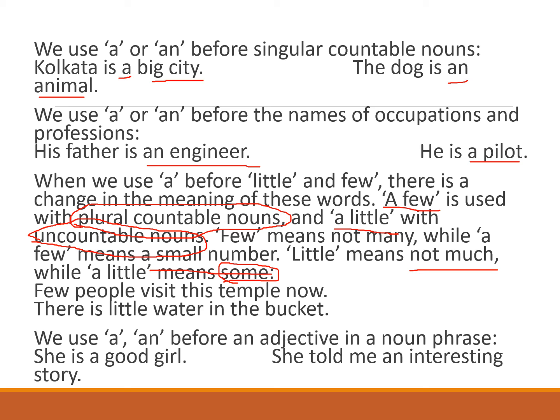Few people visit the temple now. There is little water in the bucket. We use "a" and "an" before an adjective in a noun phrase. She is a good girl. She told me an interesting story.